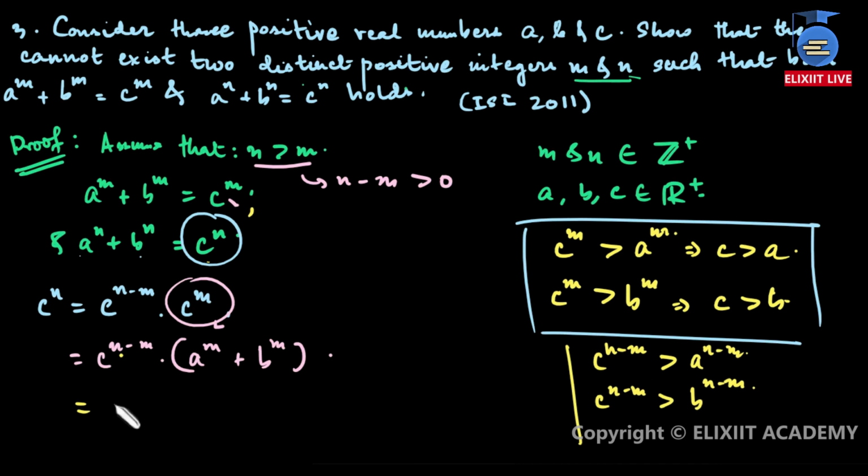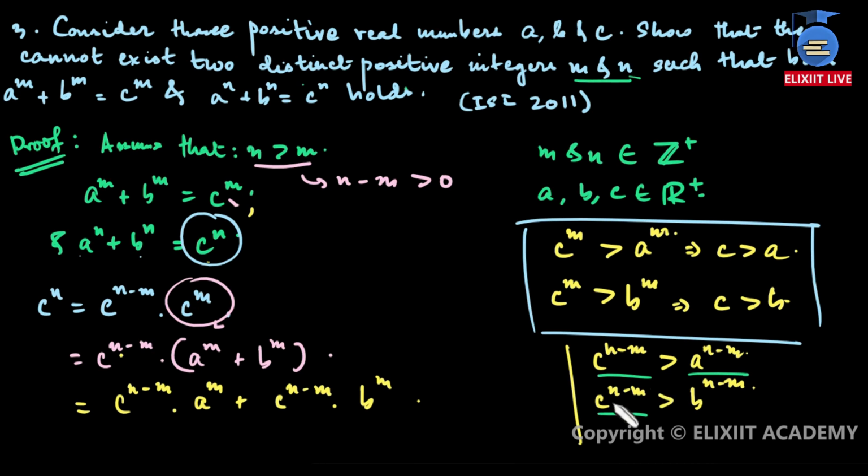So definitely we can get some inequality, or let's simplify this further. You can multiply and write this as c to the power n minus m multiplied by a to the power m plus c to the power n minus m multiplied by b to the power m. Obviously, just simple multiplication, basic multiplications, nothing else. Okay. And from here we get this inequality. We know that c to the power n minus m is greater than a to the power n minus m, and c to the power n minus m is also greater than b to the power n minus m.